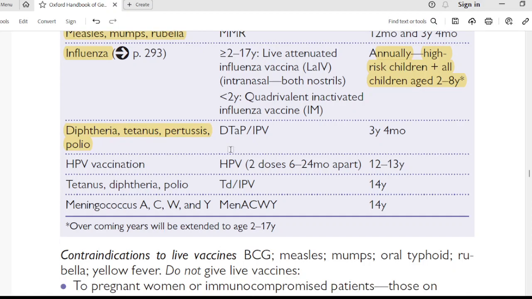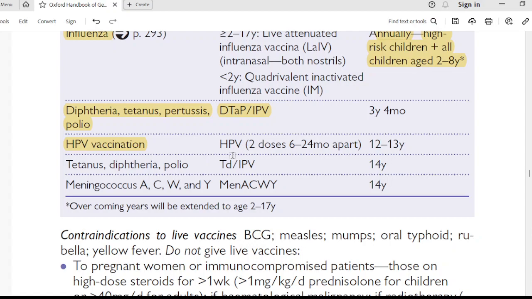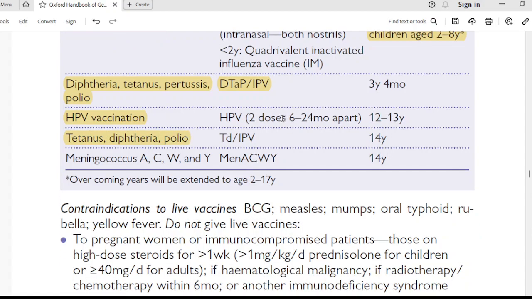Diphtheria, tetanus, pertussis, DTaP and IPV. This is the 4-in-1 vaccine at 3 years and 4 months. HPV vaccination, 2 doses 6 to 24 months apart, at 12 to 13 years. Nowadays even a single dose of Gardasil is advised. Tetanus, diphtheria, polio, Td/IPV, at 14 years. Meningococcus ACWY, Men ACWY, is again at 14 years.